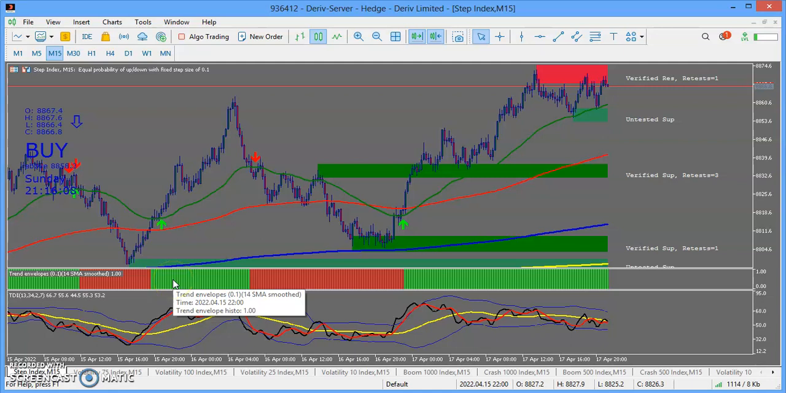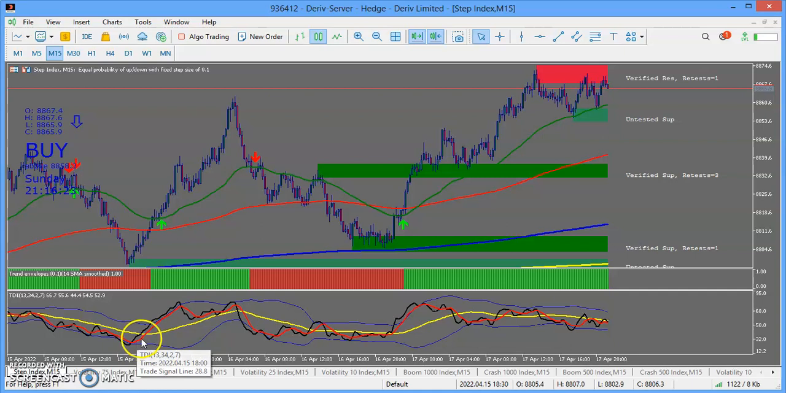So these are the things you look out for when you want to take trades. The green moving average should be above the red, and this trend envelope should be green. And your TDI should be above your signal line and your baseline: the black should be above the red and the yellow. So once these things are complete, you can enter the trade. The same goes with sell signals.